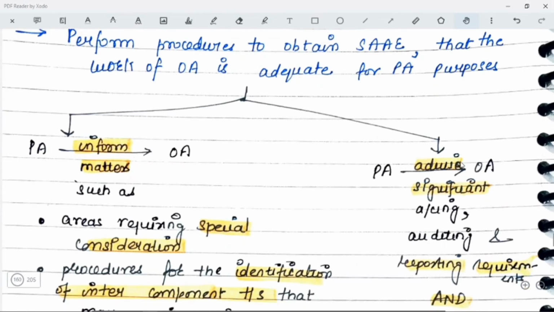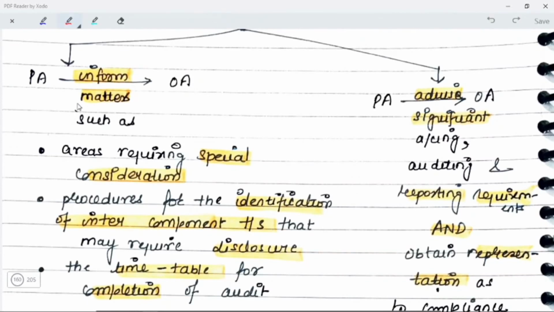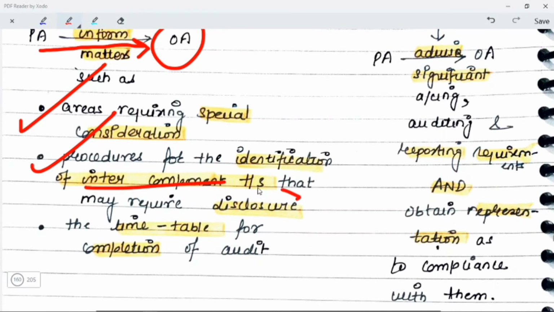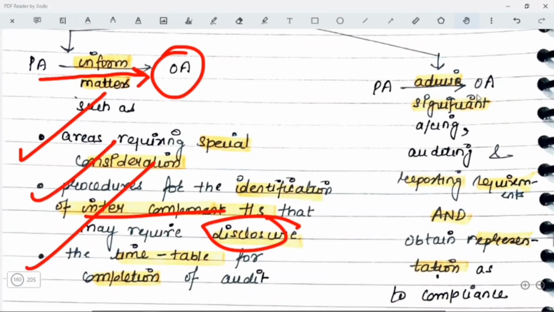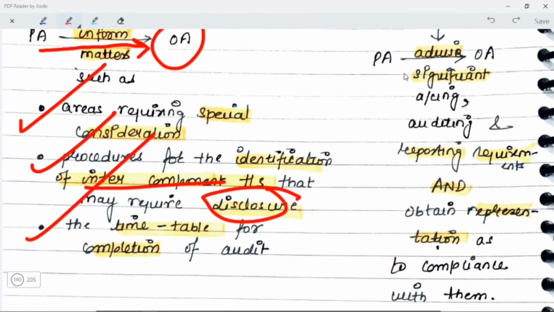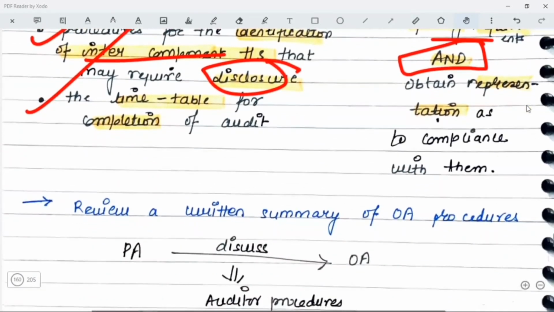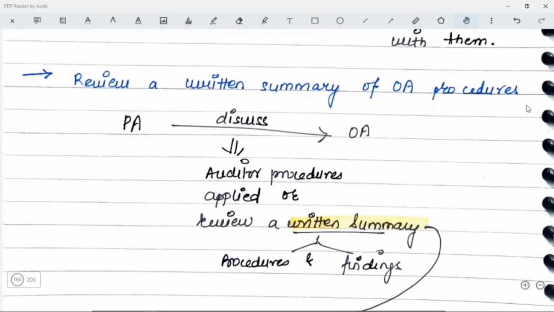For this, as a principal auditor, you need to first of all inform the other auditor of matters such as the areas where special consideration is required. Secondly, the procedures for the identification of intercomponent transactions that may require disclosure. Third, the timetable for completion of the audit. Now, the principal auditor will also have to advise the other auditor regarding the significant accounting, auditing and reporting requirements, and also obtain representation as to compliance with them. Review of the written summary of the other auditor's procedures.